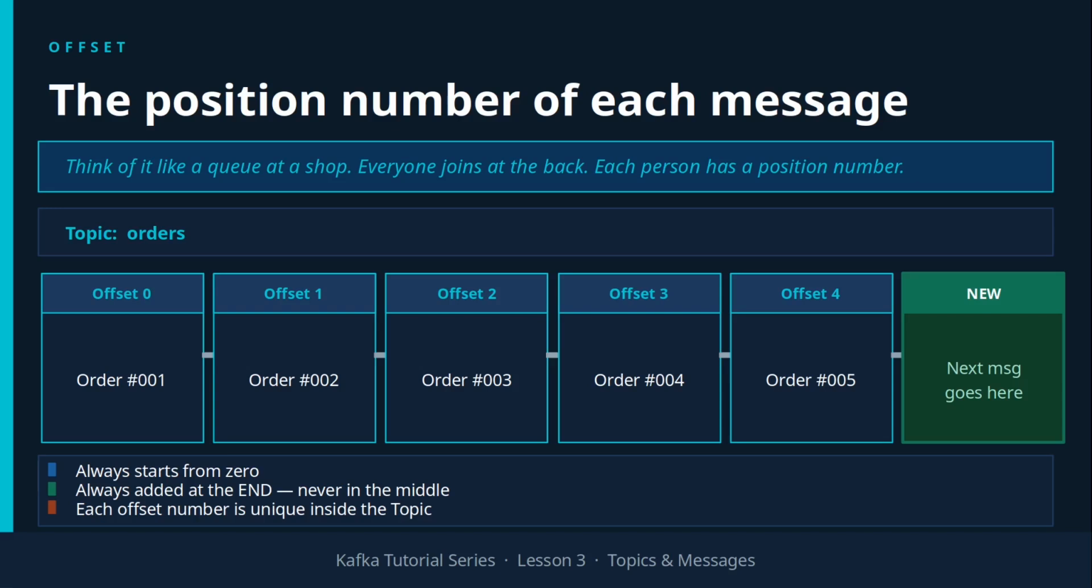The offset is simply the position number of each message, starting from 0. First message gets offset 0, second gets offset 1, and so on. New messages are always added at the end. You cannot insert a message in the middle between offset 3 and 4, for example. Think of it like a queue at a shop. New people always join at the back. Nobody jumps in the middle.